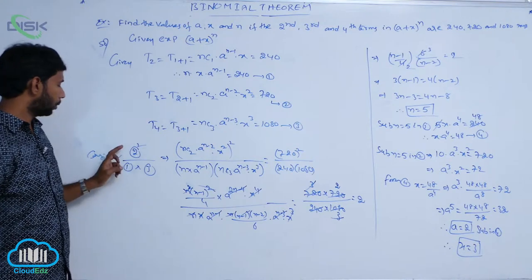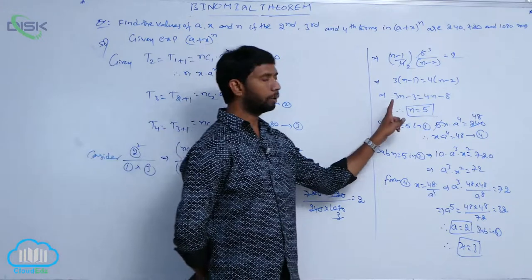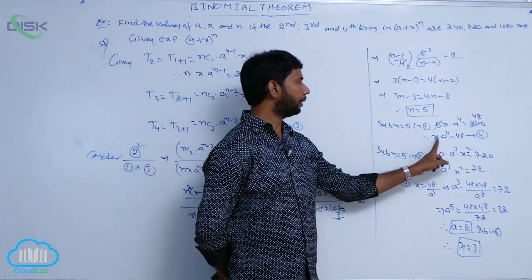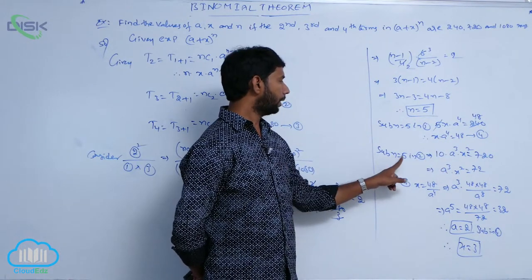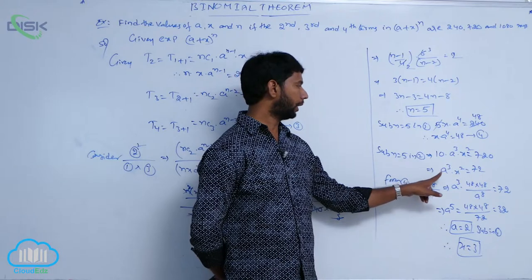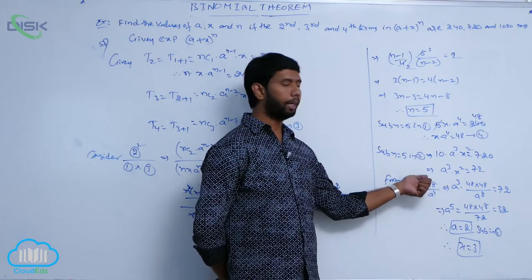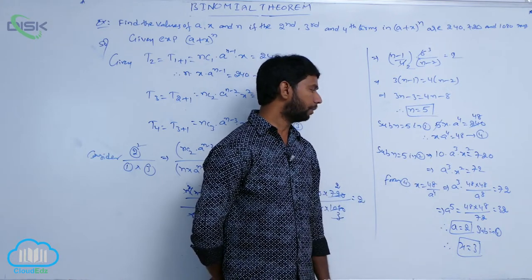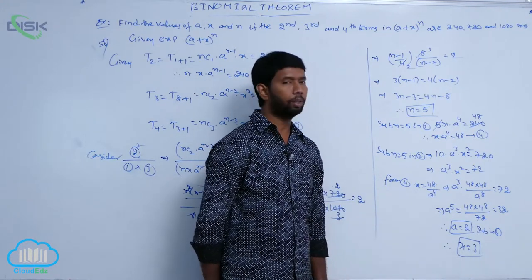We can consider T3 squared by T2 into T4. We get the value after simplification: n is equal to 5. Substitute n equal to 5 in condition number 1, that is x into a^4 is equal to 48, this is condition number 4. Substitute n equal to 5 in condition number 2, that is a cubed into x squared is equal to 72. From 4, x is equal to 48 by a^4. Substitute in the above condition, we get the value of a is equal to 2. Substitute a equal to 2 in condition number 4, x is equal to 3.